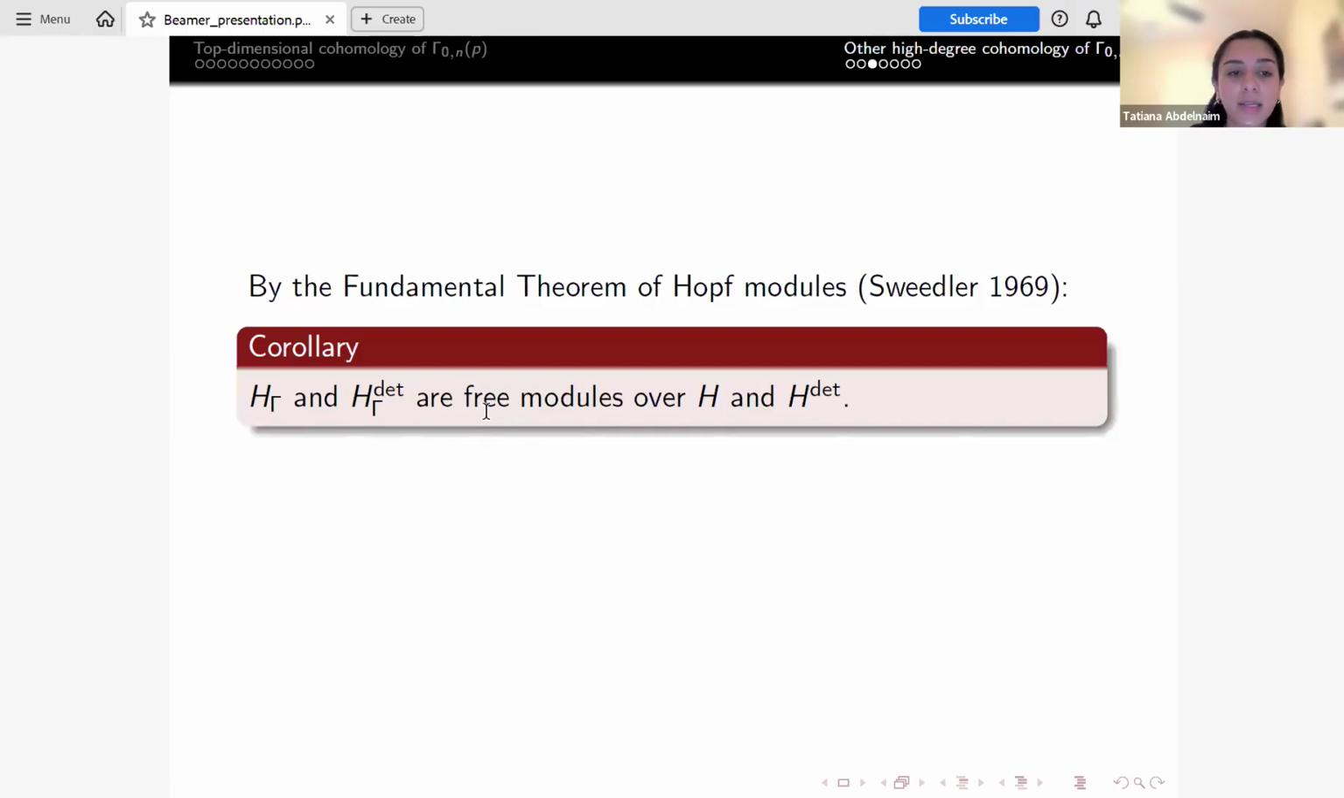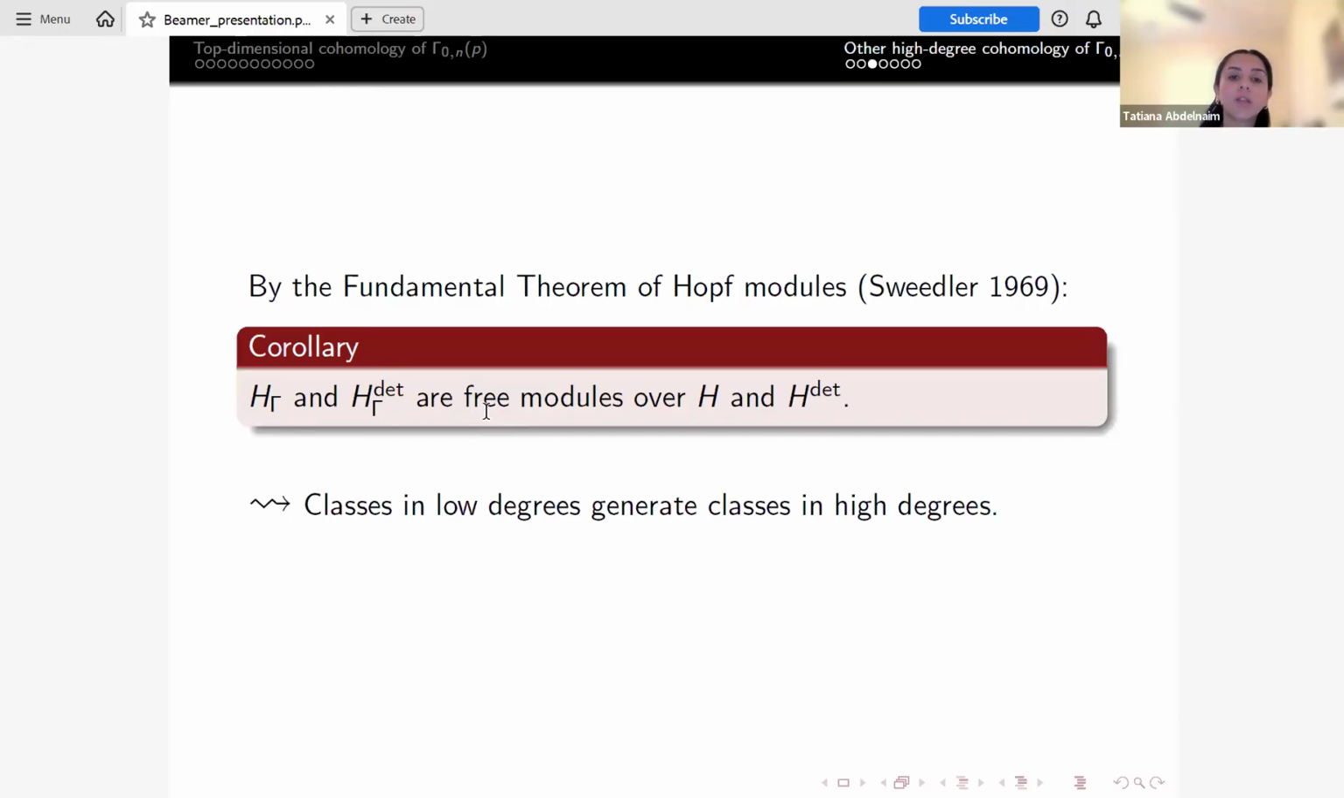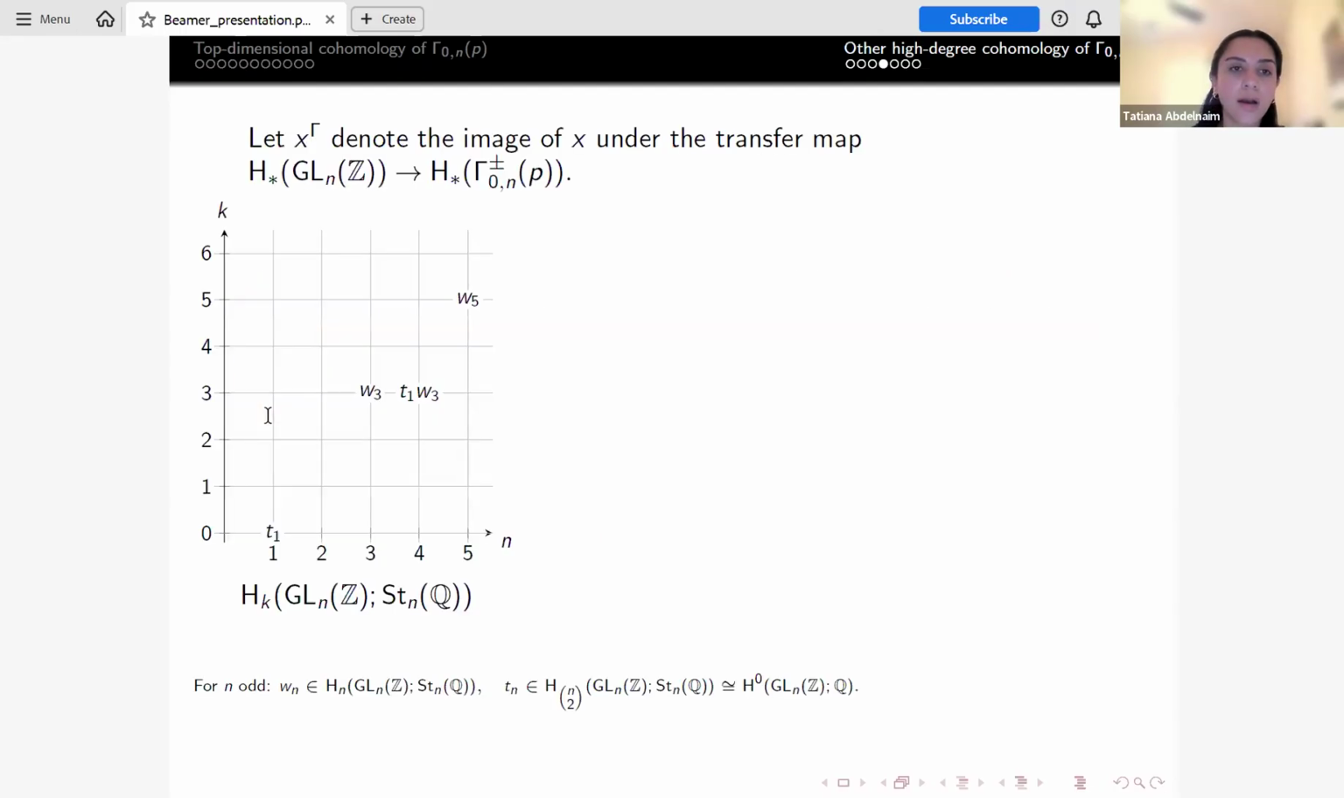What this means is that now classes in low degree generate classes in high degree. So if I have classes in low degree in H gamma, I can use this freeness to get classes in high degree in H gamma. And this is done the following way. I'm going to look at the transfer map from the homology of GLNZ to the homology of gamma 0 n plus minus. And I'm going to denote the image of any x in the homology of GLNZ by x gamma.